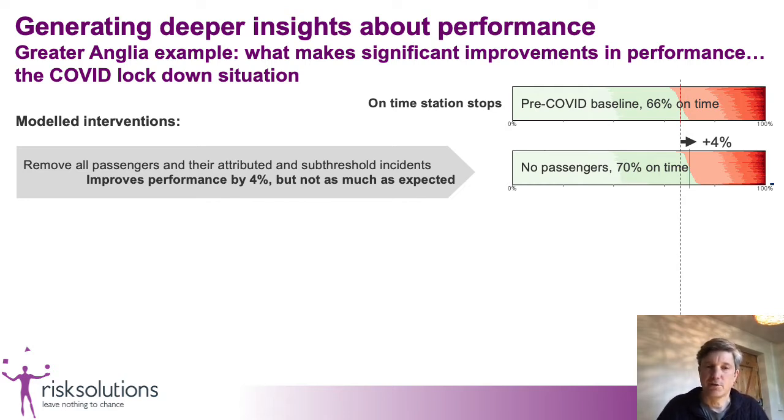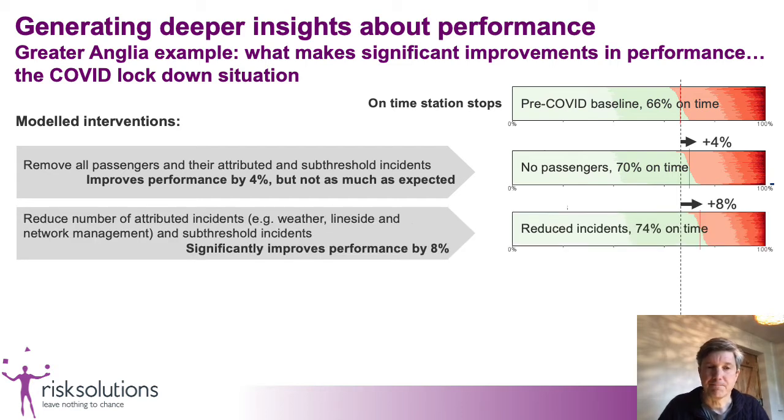So we modelled several interventions to reflect what we thought was happening at the time. The first was to remove all passengers from modelled services and all the attributed and subthreshold incidents that you would expect from passenger services. This did improve performance by 4% of on-time station stops, but not by as much as we had expected. So we had to look deeper. We then had conversations with people and realised that we could reduce the number of attributed incidents during lockdown as well. So we reduced the serious weather events, line side and network management incidents, and that also improved performance, this time by 8%.